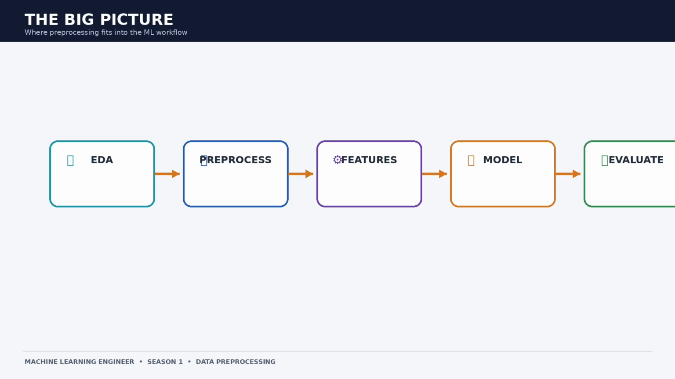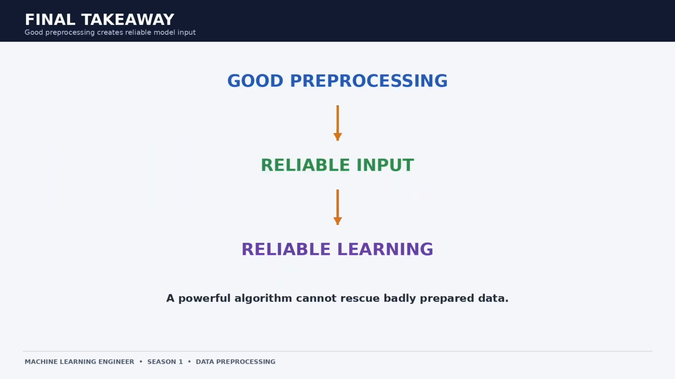Now our ML workflow is starting to come together. First, we explore the data, then we pre-process it, then we engineer useful features, and only after that do we move seriously into model training and evaluation. A powerful algorithm cannot compensate for poorly prepared input. Good pre-processing doesn't guarantee a great model, but poor pre-processing can easily ruin one. That's why data pre-processing is not just a beginner topic. It's a fundamental machine learning engineering skill.